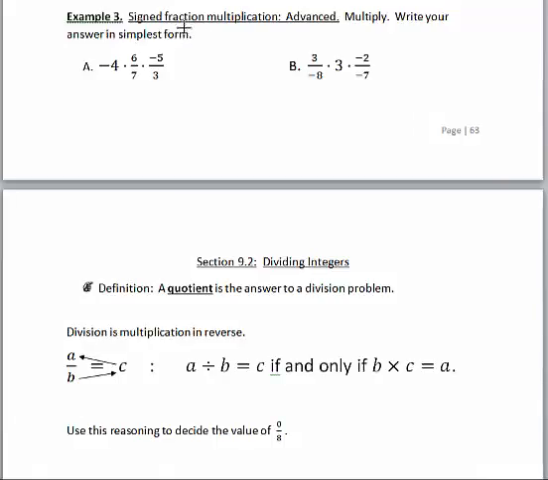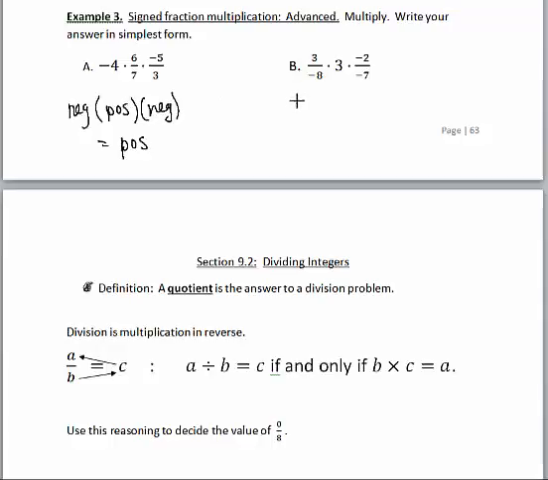Example 3. In this case, we just simply have more numbers that we're multiplying together. Now we have 1, 2, 3 numbers. We have a negative number, negative 4, times a positive number, 6 over 7, times a negative number. In this string of 3 numbers, we have 2 negatives, and so we would expect our product to be positive. Even number of negatives.